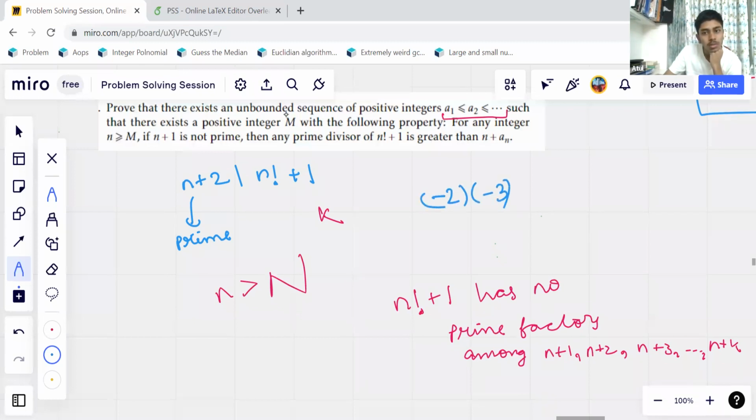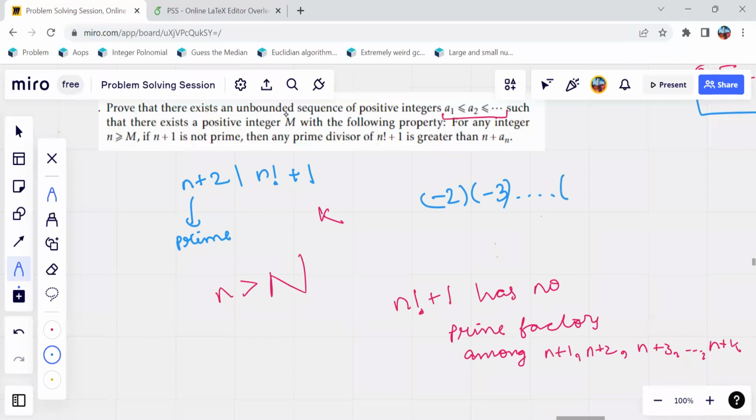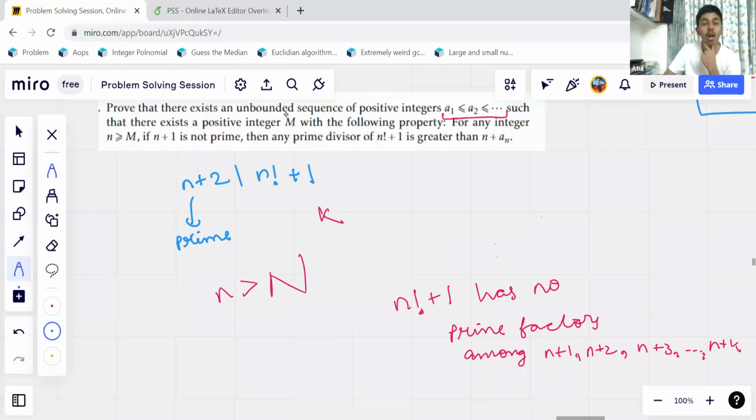Like -2, -3. If we take n plus 2 to be prime, isn't the RHS like 2 mod p or whatever? Wait, why? Because n factorial is n plus 1 factorial divided by n plus 1. Oh, that's right, minus 1. Yeah, okay, that makes so much sense.